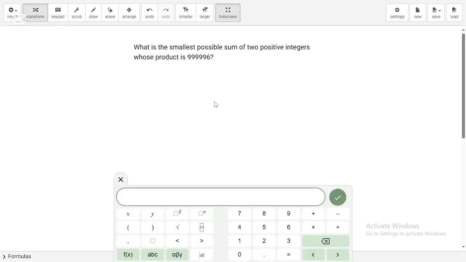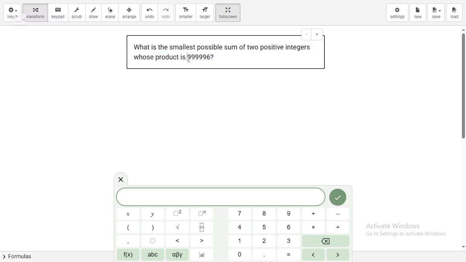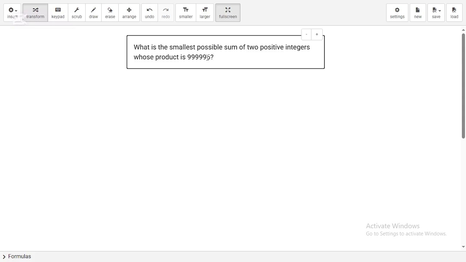Okay, so hello everybody, let's attempt this question. What is the smallest possible sum of two positive integers whose product is 999,996? You can go ahead and attempt it, but I'm going to solve this question. First, we have to look at two factors whose difference is small. We need two factors with a very small difference because that will give us the smallest possible sum that we're looking for.